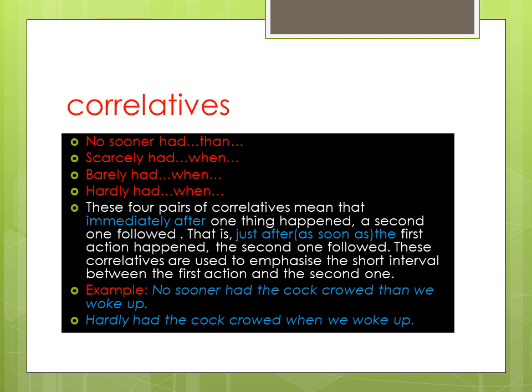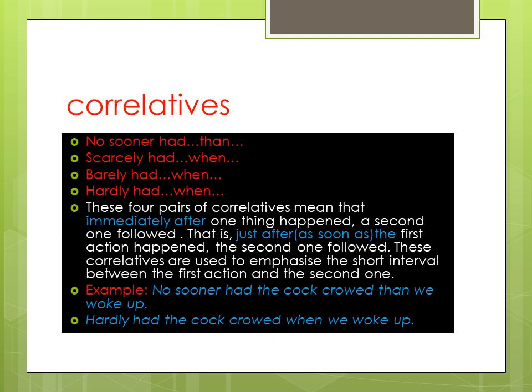So today I want us to continue from where we stopped by starting to look at the correlatives. Number one, the use of no sooner had than, scarcely had when, barely had when, and hardly had when. Those are the first part of the correlatives I want us to look at today. So kindly make sure you have all the necessary materials and that you attentively listen and follow the lesson.